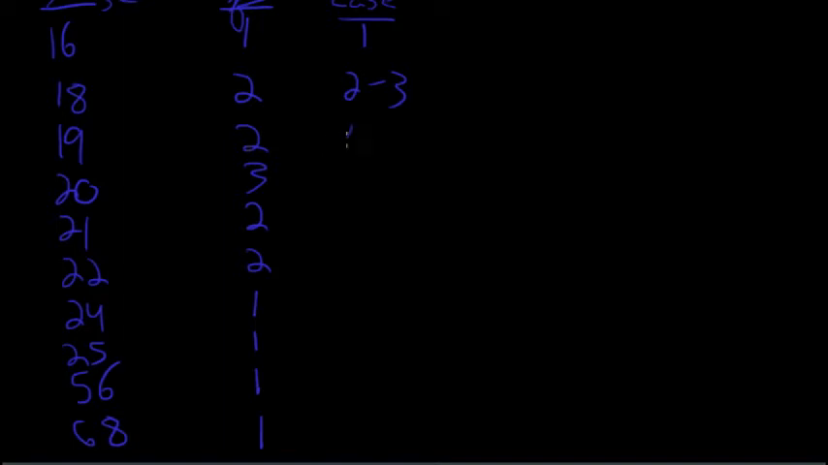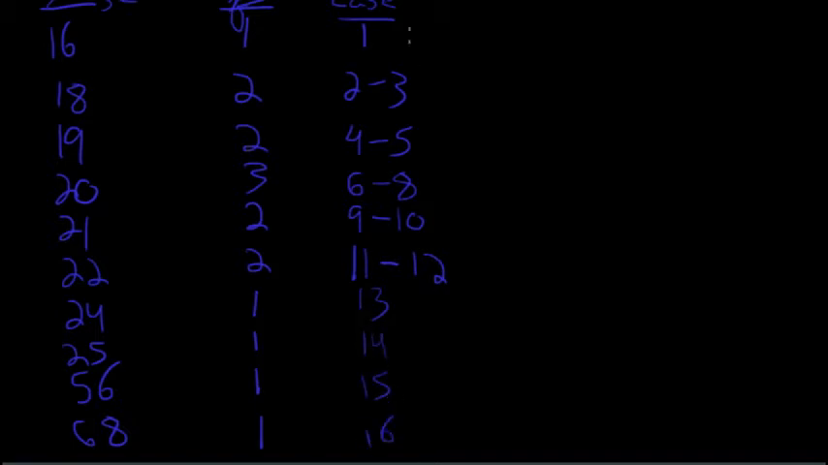And 19, we have 2 cases, so we say 4 to 5. 20, we have 3 cases, so we say 6 to the 8th case, so 6, 7, 8, those 3 cases there. 21, we have 9 to the 10th case. And for 22, that's our 11th to the 12th case. And then all these other ones have 1, so we just say 13, 14, 15, 16.